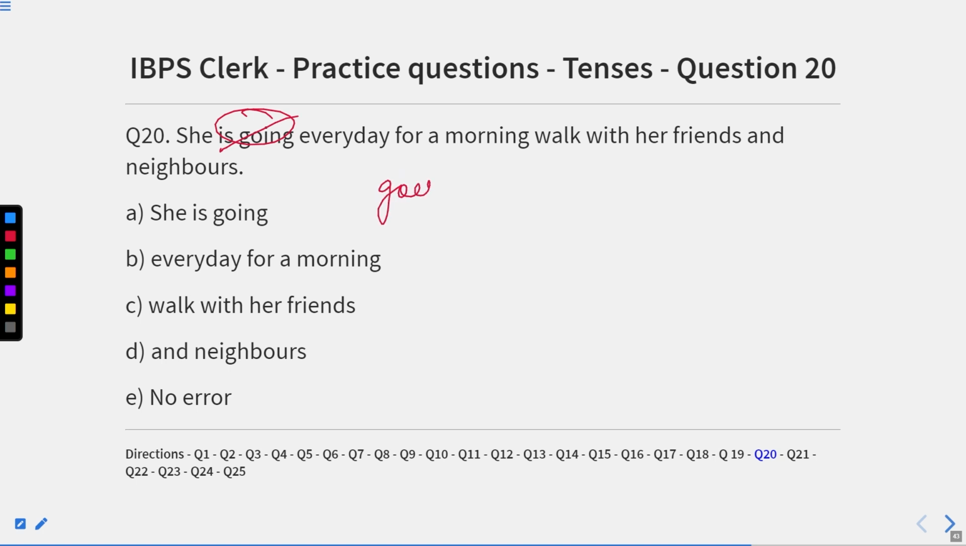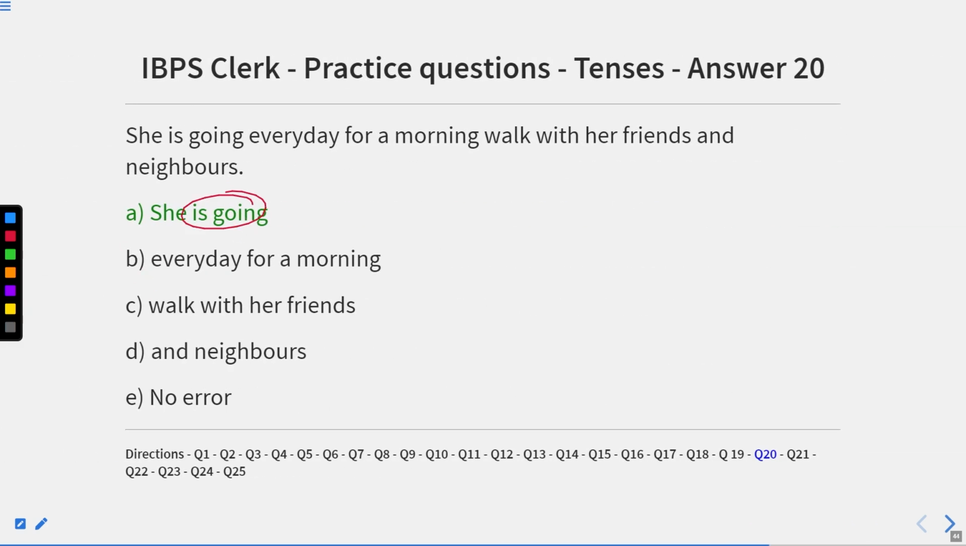She goes every day. Whenever we write any sentence or any action that occurs repeatedly or that happens in routine, that shows the routine, or when it happens on particular intervals or regularly, we write basically in present indefinite tense. Therefore this A part contains the error, where this is going should be replaced with the word goes. So the correct sentence will be, she goes every day for a morning walk with her friends and neighbors. Now let us move to the next one.